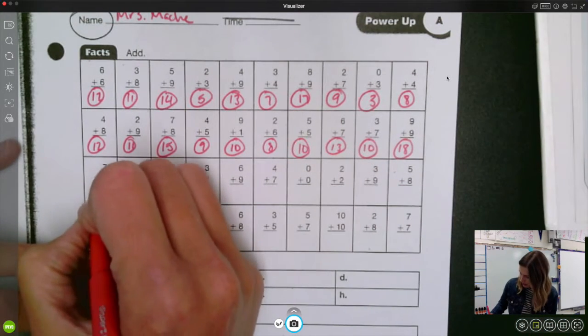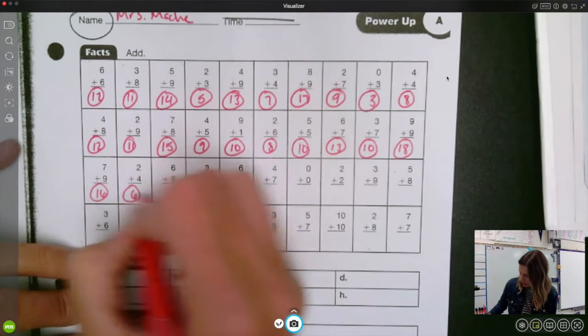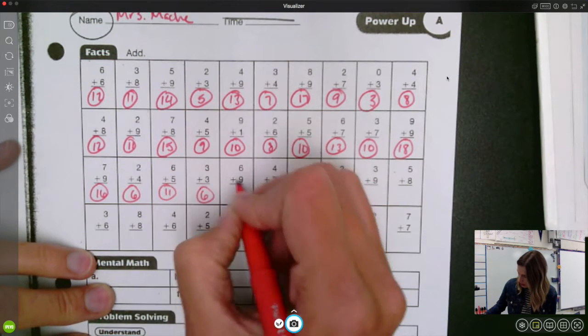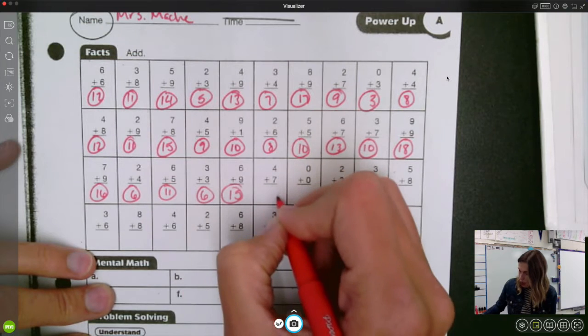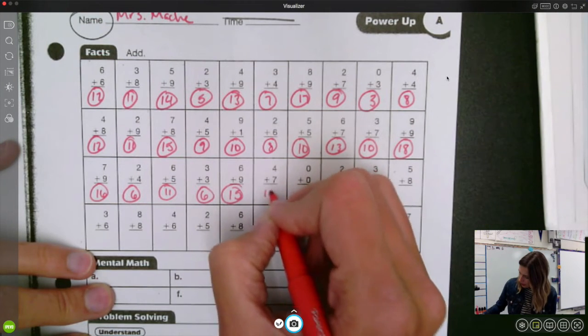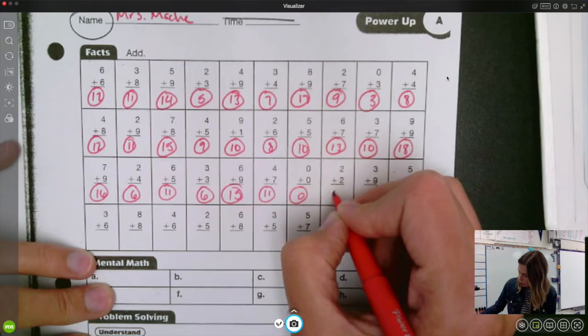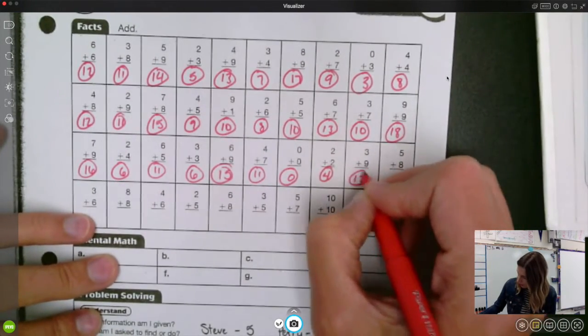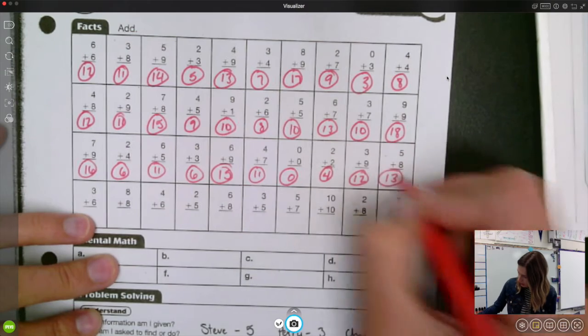7 plus 9 is 16. 2 plus 4 is 6. 6 plus 5 is 11. 3 plus 3 is 6. 6 plus 9 is 15. 4 plus 7 is 11. 0 plus 0 is 0. 2 plus 2 is 4. 3 plus 9 is 12. 5 plus 8 is 13.